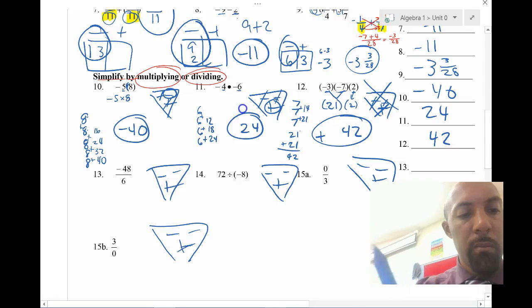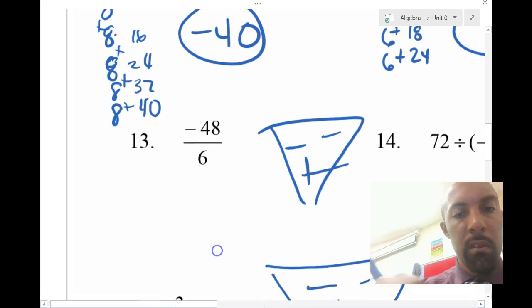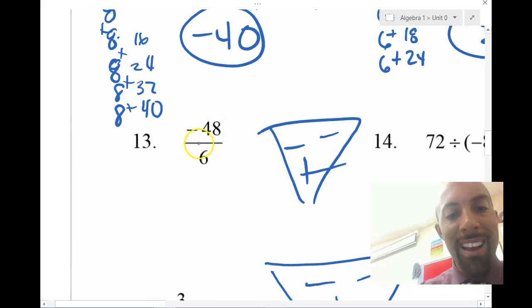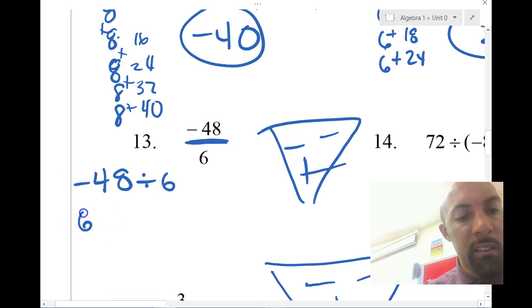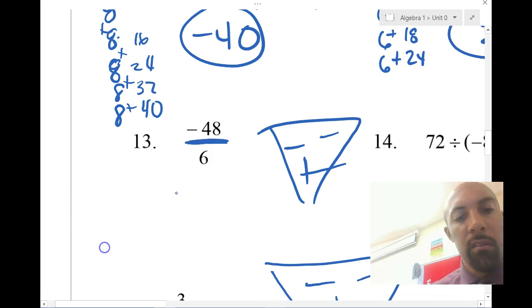Okay, so now number 13. Again, now we have divide. If you have a line, that's divide. Taksim. It's the same thing as this. And that's division, or like this. Okay, that's all the same. They're all divide, or taksim.